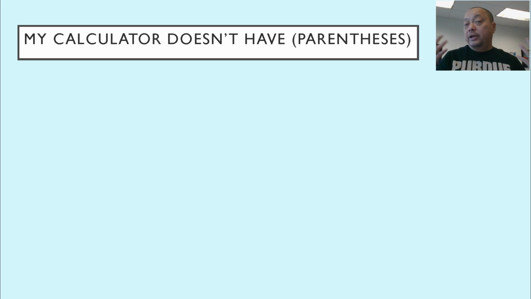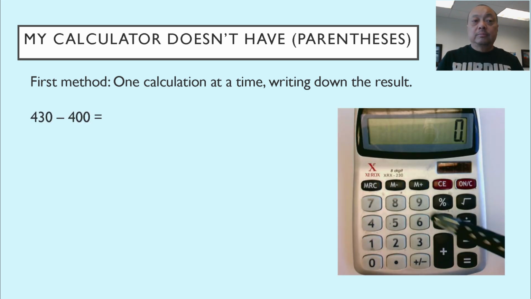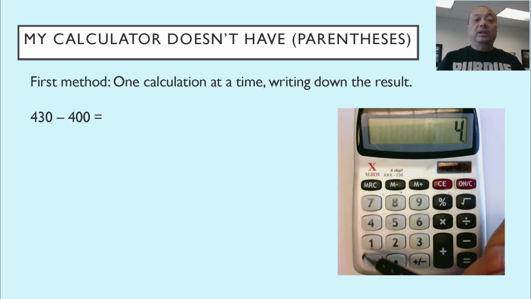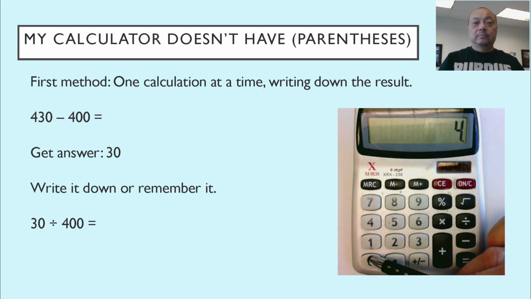Now, what if your calculator doesn't have parentheses? In that case, there are two ways of doing this. First, you can do one calculation at a time and remember the number. 430 minus 400 equal. Get my answer of 30. Write it down or remember it. Now I want 30 divided by 400 equal. There we go.